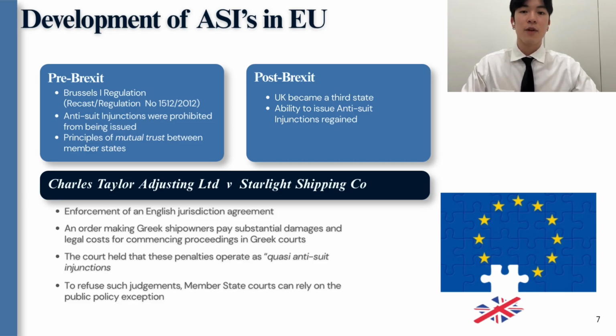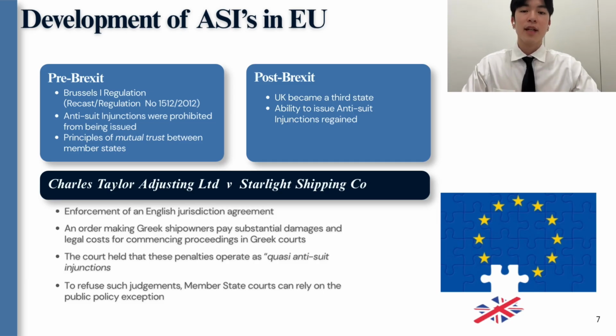The UK's exit from the European Union fundamentally altered the landscape of cross-border litigation. While the UK remained a member state, English courts were prohibited from issuing anti-suit injunctions because such measures were considered incompatible with the principle of mutual trust underpinning the Brussels regime. Following Brexit, the UK became a third state and was no longer bound by these restrictions. English courts, therefore, regained the ability to issue anti-suit injunctions and other remedies designed to enforce jurisdiction and arbitration agreements.